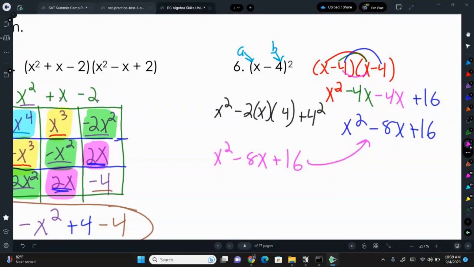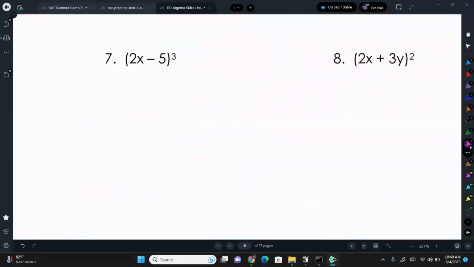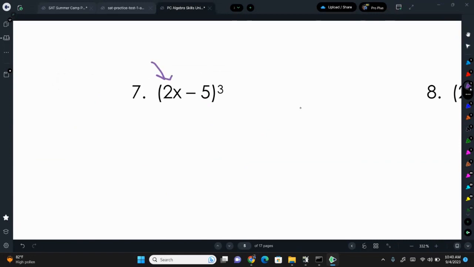So on this problem, it probably didn't take much more time to write it all out. But when we have bigger numbers and your a value is not 1, it can take more time to write it out, multiply it, and combine like terms. All right, on to the next page, we have 2x minus 5 raised to the third power. We can write it out 3 times and multiply it out again, and you get the same answer. But I'm going to show using the shortcut. Our a term is 2x and b is 5. The negative sign just tells us what rule to use.